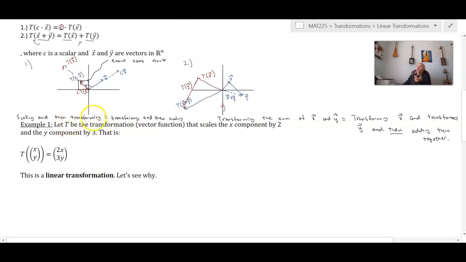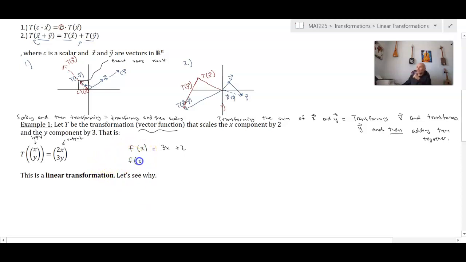Let T be the transformation. You can think about this as a function being applied to vectors. And let's say the transformation scales the x component by 2 and the y component by 3. So if I input a vector into this function, you can see that this is the input into the function, and this is the output. Think about this as very identical to me giving you a function like this in algebra, 3x plus 2.